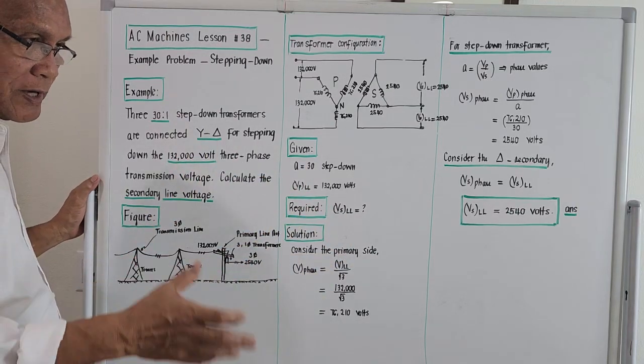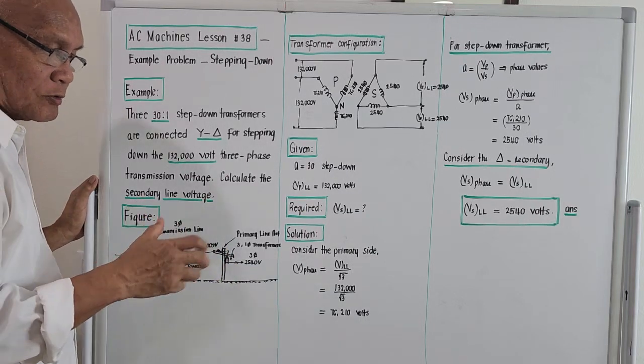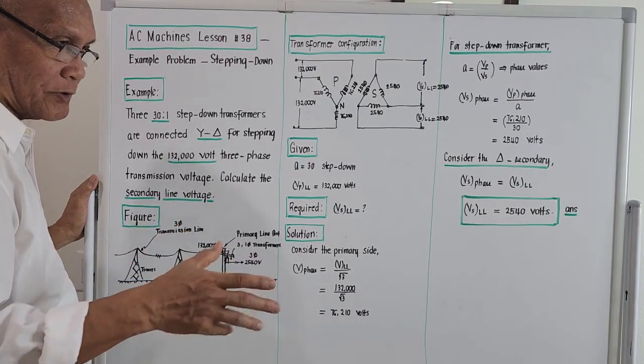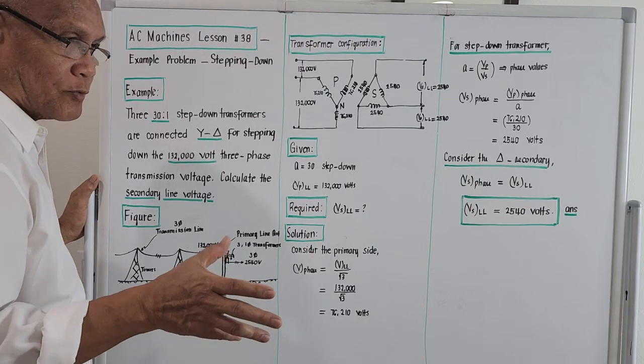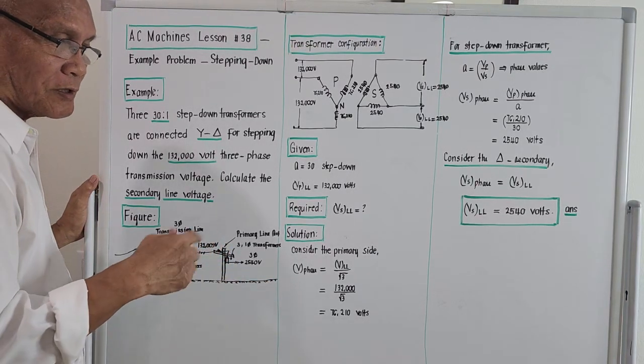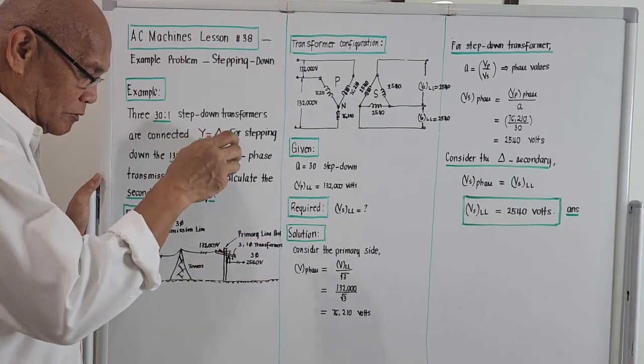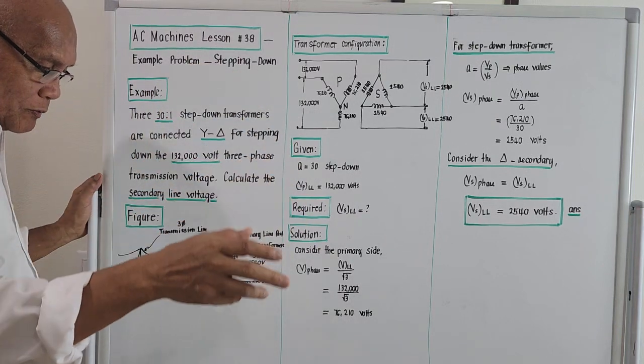So we could visualize the importance of the so-called delta to Y connection or Y to delta connection. At least we now know where the connection Y delta or delta to Y is being used. Let's try to read the problem.